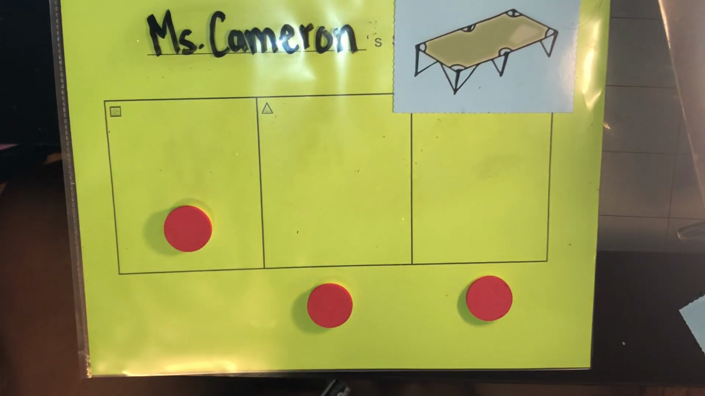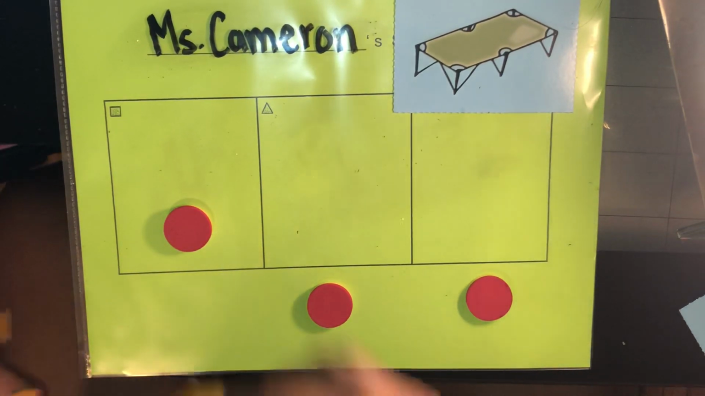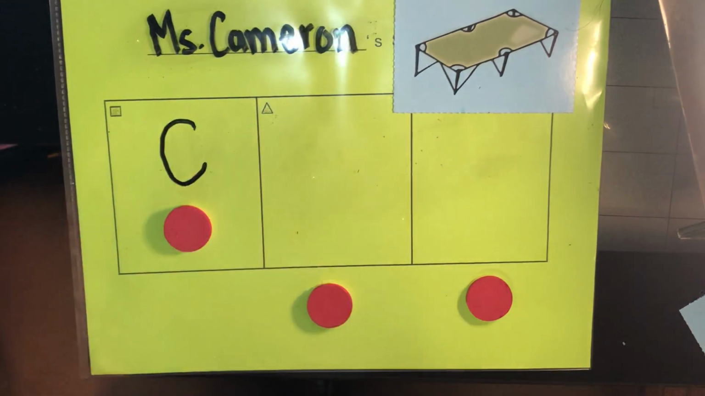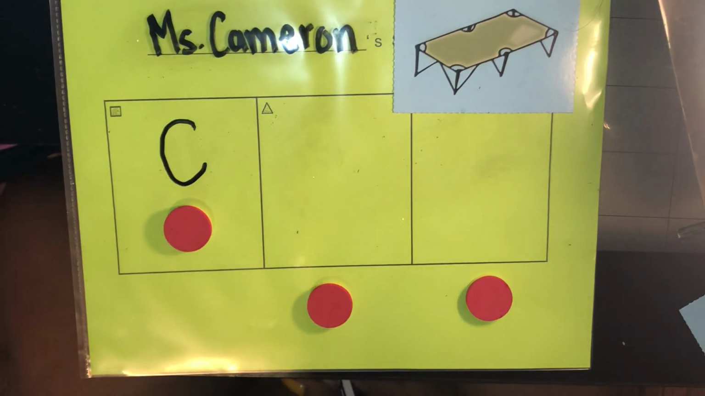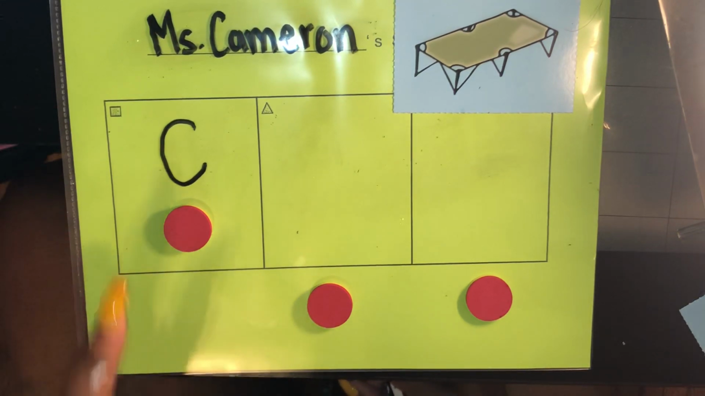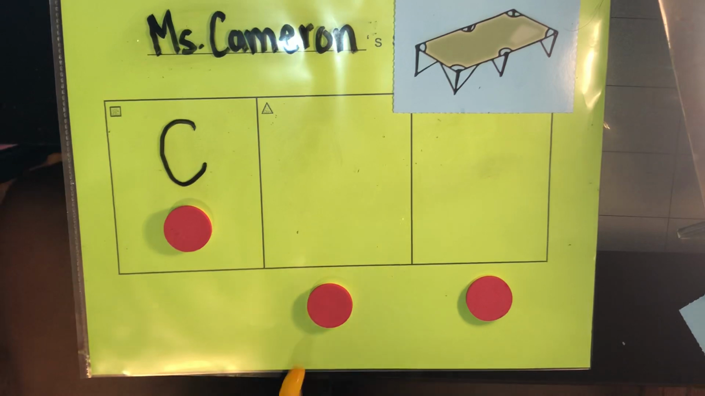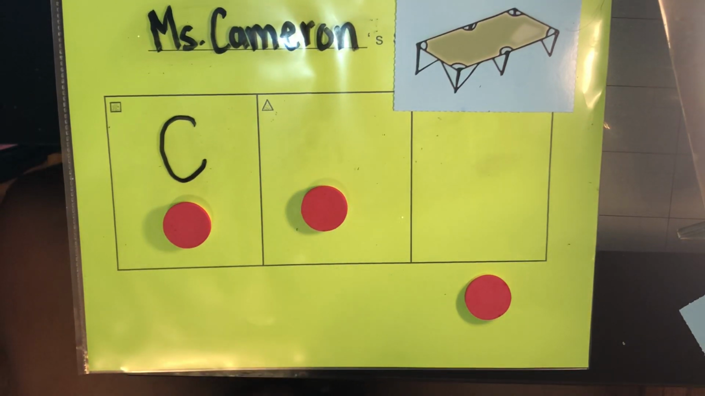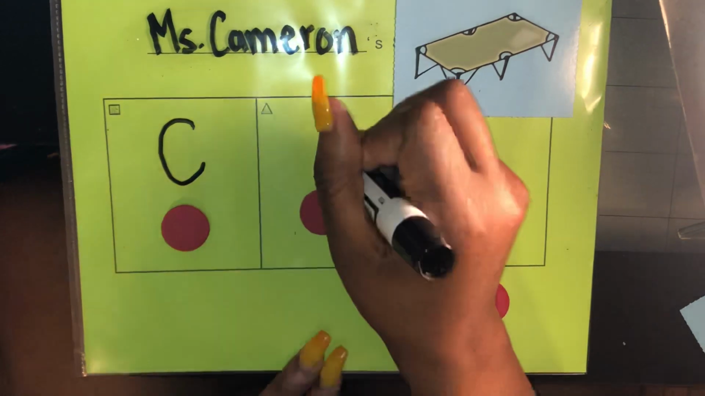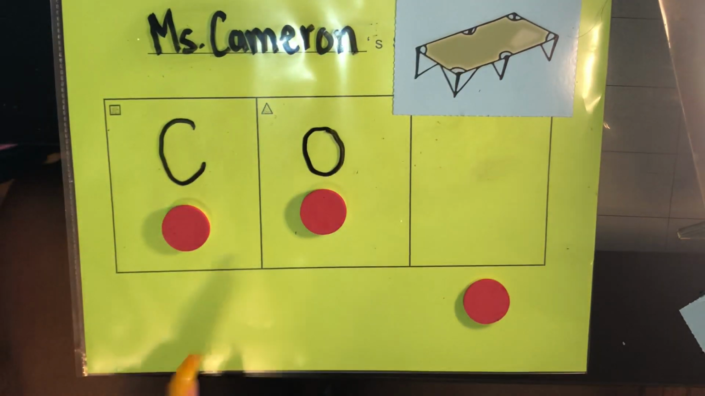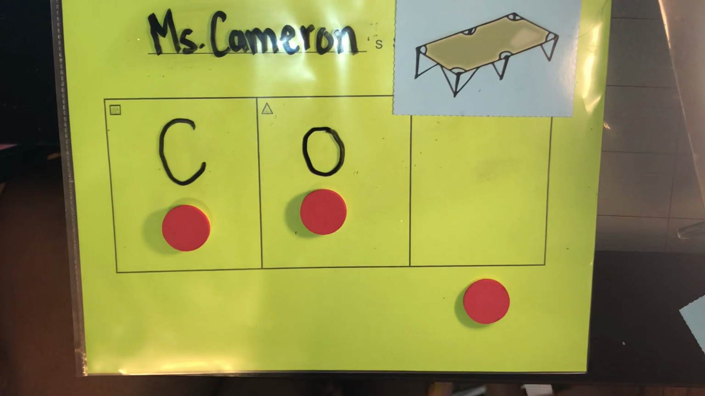What letter? Did you write the letter C? Yep, because C makes the K sound. If you wrote the letter K, that's okay too, because C and K make the K sound. But this word starts with the letter C. Let's hear the next sound. Ka. Did you write the letter O? Yep, because O makes the A sound.